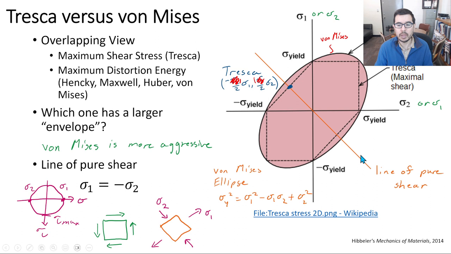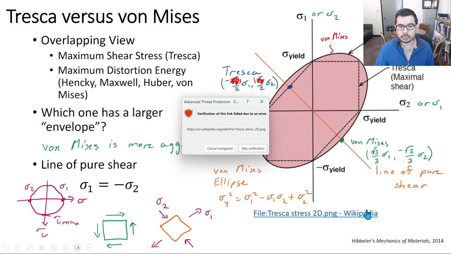Von Mises is a little bit different. So now we have the intersection of this ellipse with this pure shear line, and what we get is that this intersection is square root of 3 over 3 sigma 1, comma minus square root of 3 over 3 sigma 2. So we've now got a comparison. We know that Mises is actually a little more generous, it gives us a little more room. At certain points, though, it does predict the same. At these endpoints of the diamond, it does predict the same stresses associated with failure, but it goes out and around a little bit more.